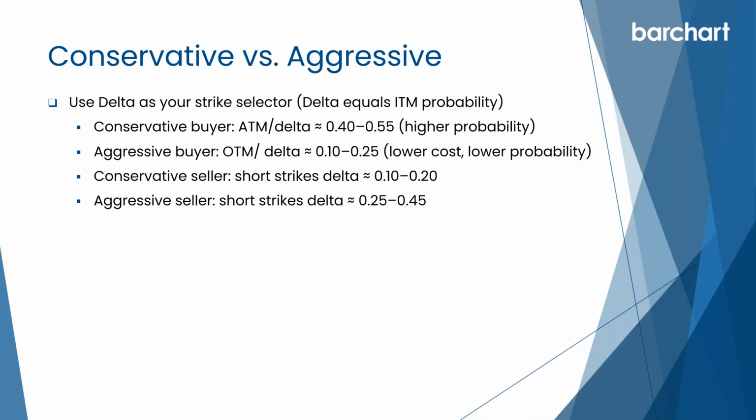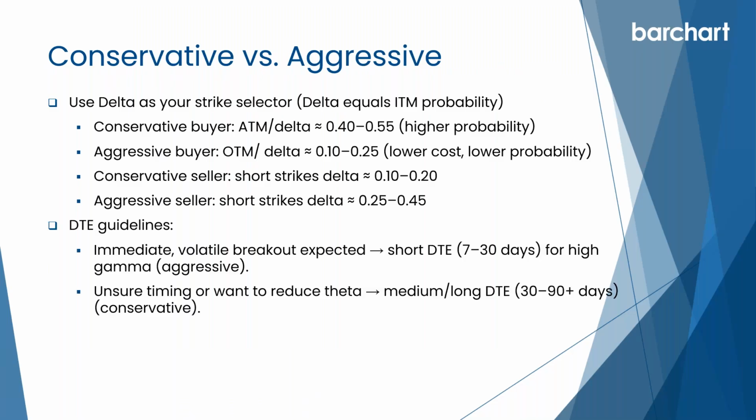Conservative volatility sellers or directional sellers, we're going to look at short strike deltas of, let's say, less than 20, somewhere in that 20 to 10 range. Aggressive, again, very confident in our direction or confident in the volatility contraction, we're going to short strike deltas in that 25 to 45 area. Now, these are individual deltas, but we're going to look at this from the concept of net delta as well. So wait for that in a moment.